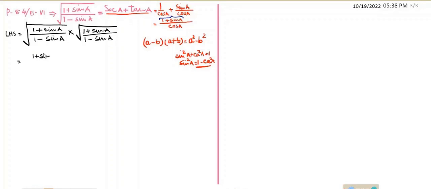The product of 1 plus sin A and 1 plus sin A is (1 plus sin A) whole squared, and the product of the sum and the difference of two numbers is equal to the difference of their squares. So the product of 1 minus sin A and 1 plus sin A will be equal to 1 minus sin square A.